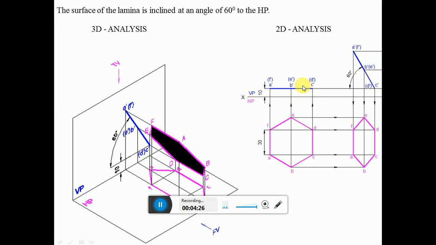Then since we have changed the front view, obviously for that we have to draw the corresponding top view. That is, we are looking from here. So draw a vertical projector from A dash F dash and draw a horizontal projector from AF to get the point EF.